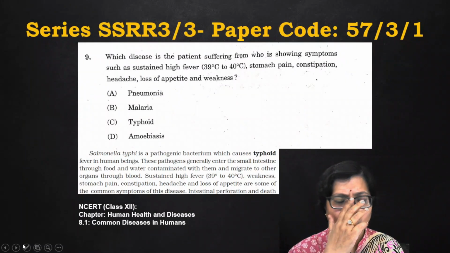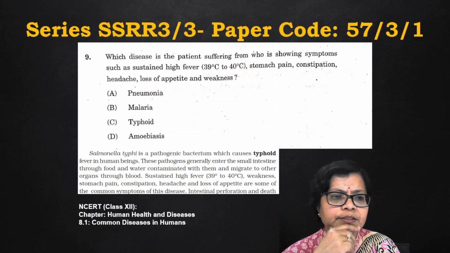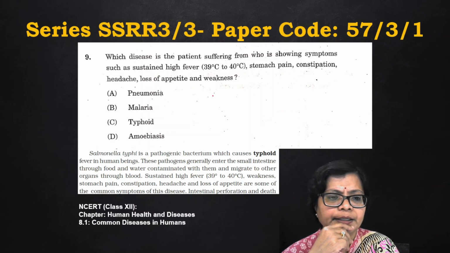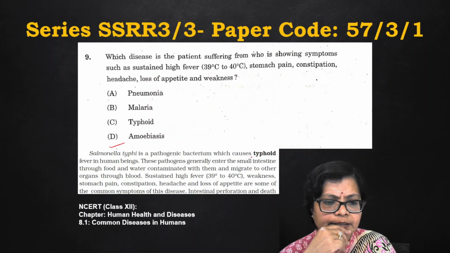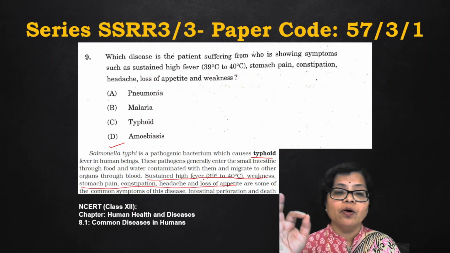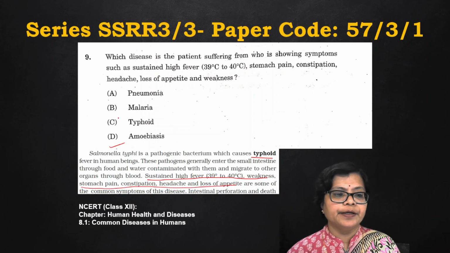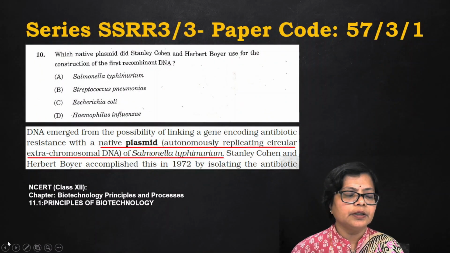Now the next one. Which disease is the patient suffering from who is showing symptoms such as sustained high fever 39 to 40 degrees centigrade, stomach pain, constipation, headache, loss of appetite and weakness? Pneumonia, malaria, typhoid, amoebiasis. The Salmonella typhi is the pathogen of typhoid: sustained high fever, weakness, stomach pain, constipation, headache. That is the pure NCERT book line that has been given. So the answer will be typhoid. No confusion at all.